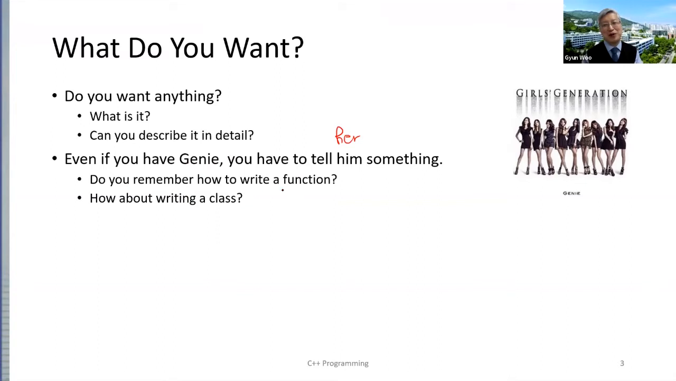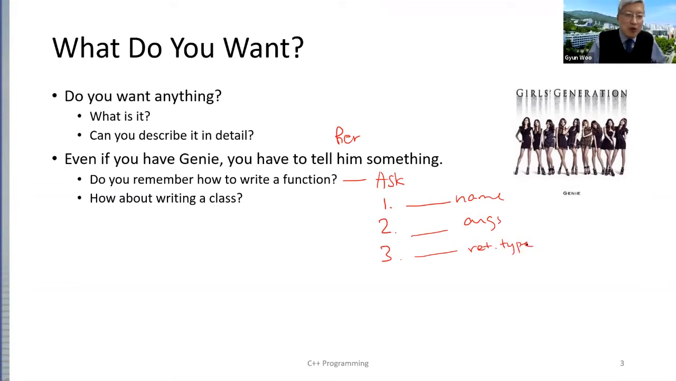So do you remember how to write functions? You have to ask three questions. If you have a genie, then the genie is asking you. So you are asking yourself, what does the function do? And then you name it. What does it need? You name the arguments. And what does it return? You are deciding the return type or return value.